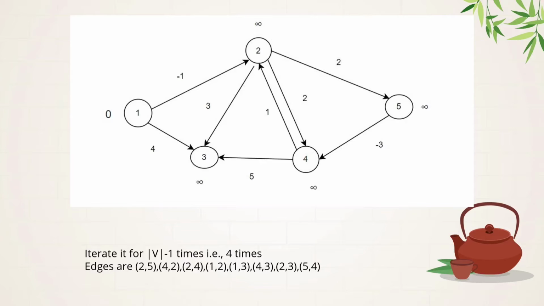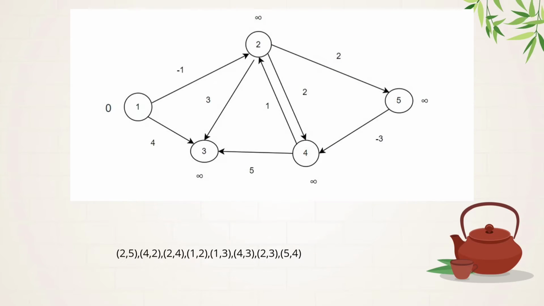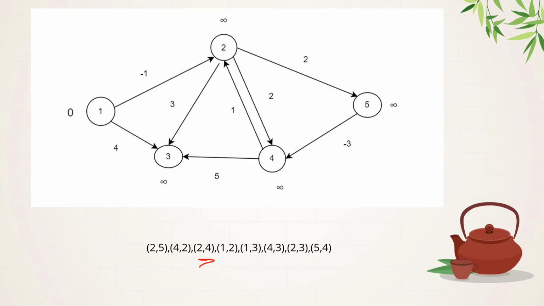Let us start with (2,5). If the distance of this vertex plus the weight of this edge is less than the distance of the other vertex, then we will change this distance. Here infinity plus 2 is not less than infinity, so there is no need of changing this. Now (4,2), infinity plus 1 is not less than infinity, so there is no need of changing this one also. (2,4), infinity plus 2 is not less than infinity, so don't change this.